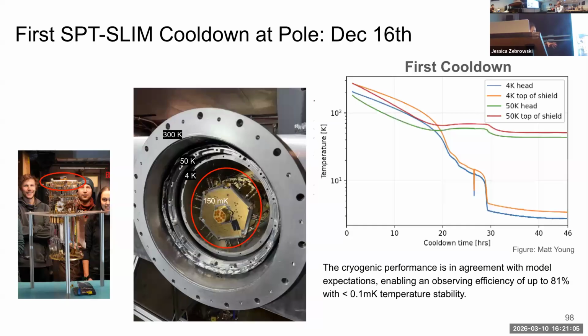This is a cryogenic experiment, so we took the whole receiver package and slid it into our cryostat. To get something cold, you need many shells going out. So you had 150 millikelvin, 4 Kelvin, 50 Kelvin, 300 Kelvin. And we had a really great cool down there. Our cryogenic performance was basically in agreement with model expectations. We had an observing efficiency of about 80% with less than 0.1 millikelvin of temperature stability, which is pretty good and what we needed for our science.